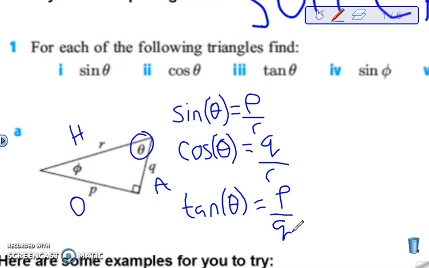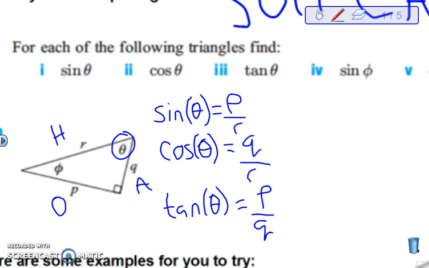For the other three, we notice that we are switching the angles. So if we use the angle over here, right, the hypotenuse is still in the same spot, but now P is closest to the marked angle, and Q is opposite the marked angle. So notice how that's going to change our values.